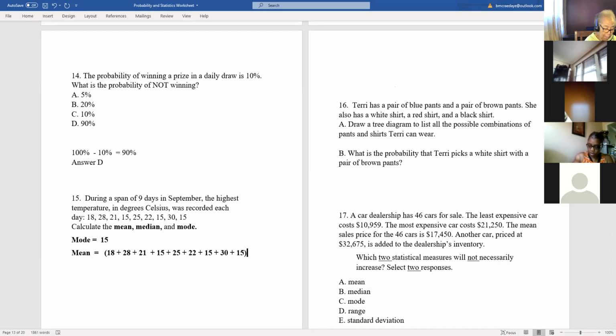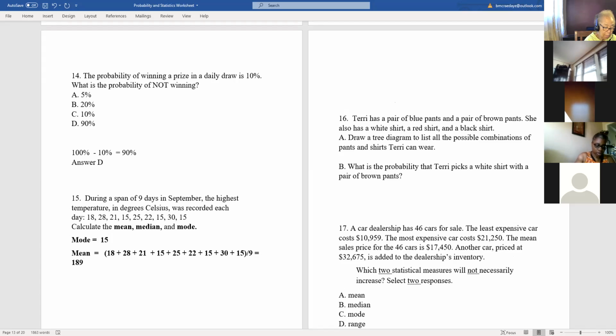Divided by 9. So that gives you 189 divided by 9, and Maureen is correct. You get 21.